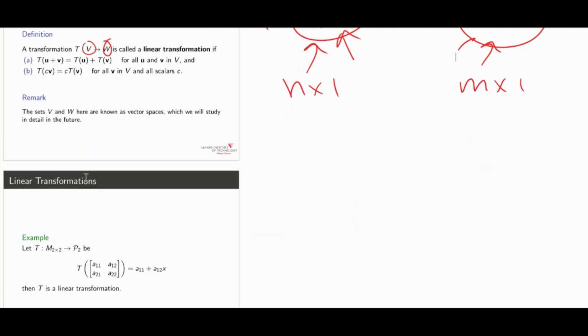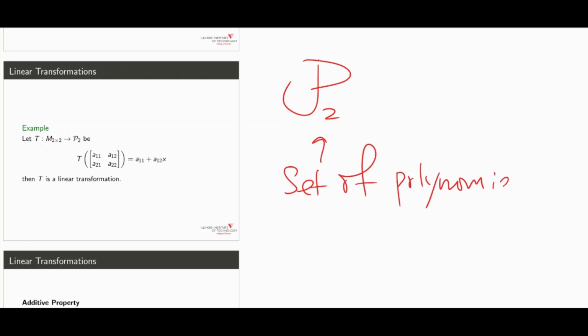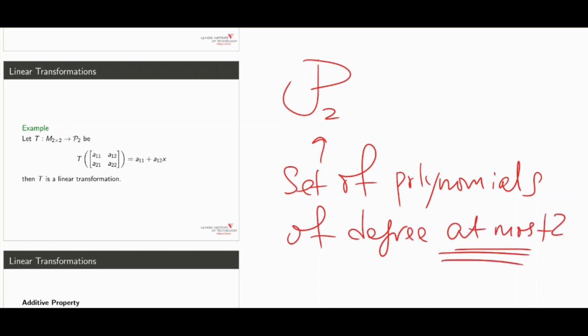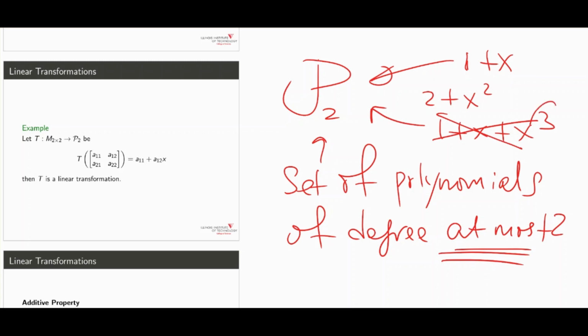It can actually map something like this. This is a set of all the 2x2 matrices. This is a set of all the polynomials of degree at most 2. Let me write this down. P2. We'll study all these sets in detail next time. Polynomials have a degree, okay? So this is the set of polynomials of degree at most 2. What kind of polynomial is in this set? This particular polynomial is in it. This polynomial is in it. This polynomial is not in it because it is a polynomial of degree 3.